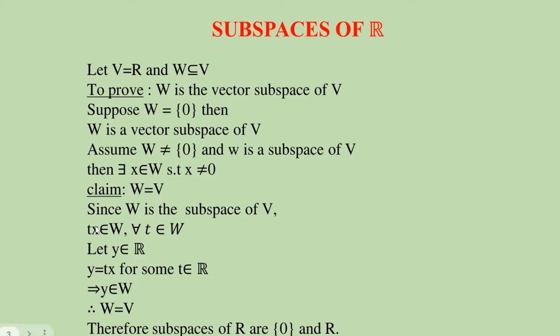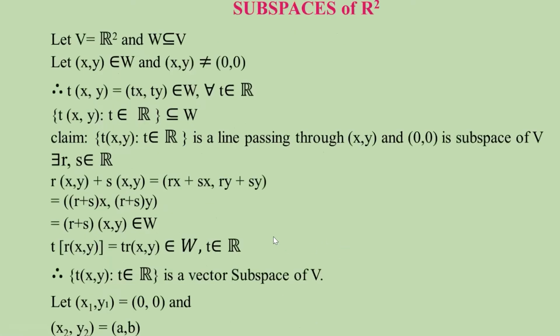So we know that the element of the form t x is in W. Therefore, this y is in W. We already know that W is a subset of V, and now we have shown that V is a subset of W, that means R is a subset of W. Therefore, we can conclude that W equals V. So, finally, we conclude that the subspaces of R are the singleton 0 and the whole of R. Now we are going to see what the subspaces of R2 are.